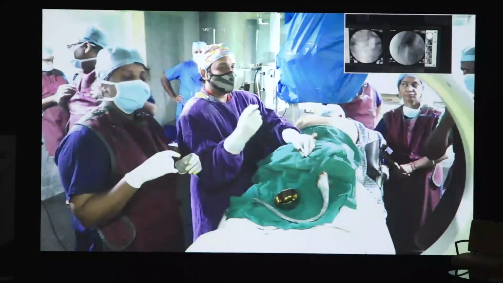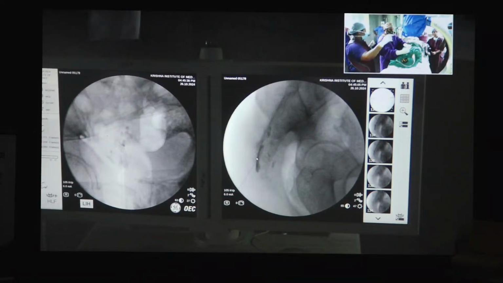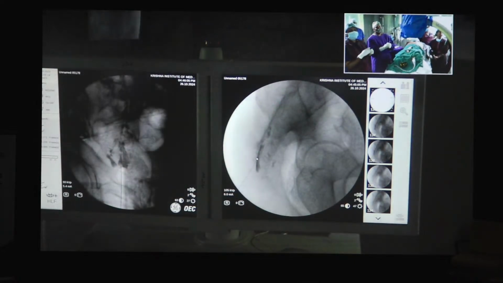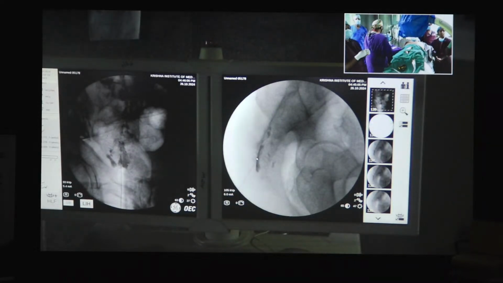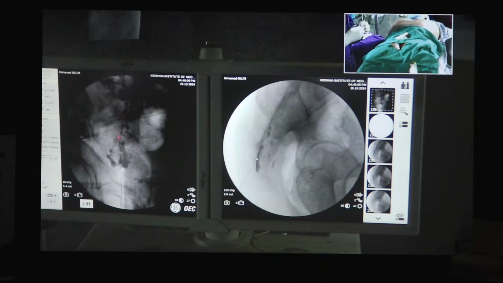Sir, can you see the fluoro images now, sir? I can only see the lateral image. Yeah, now we can see both the lateral and the AP. Yes, sir. So we can see that's a typical Christmas tree pattern of it. Yes. Now we can appreciate.